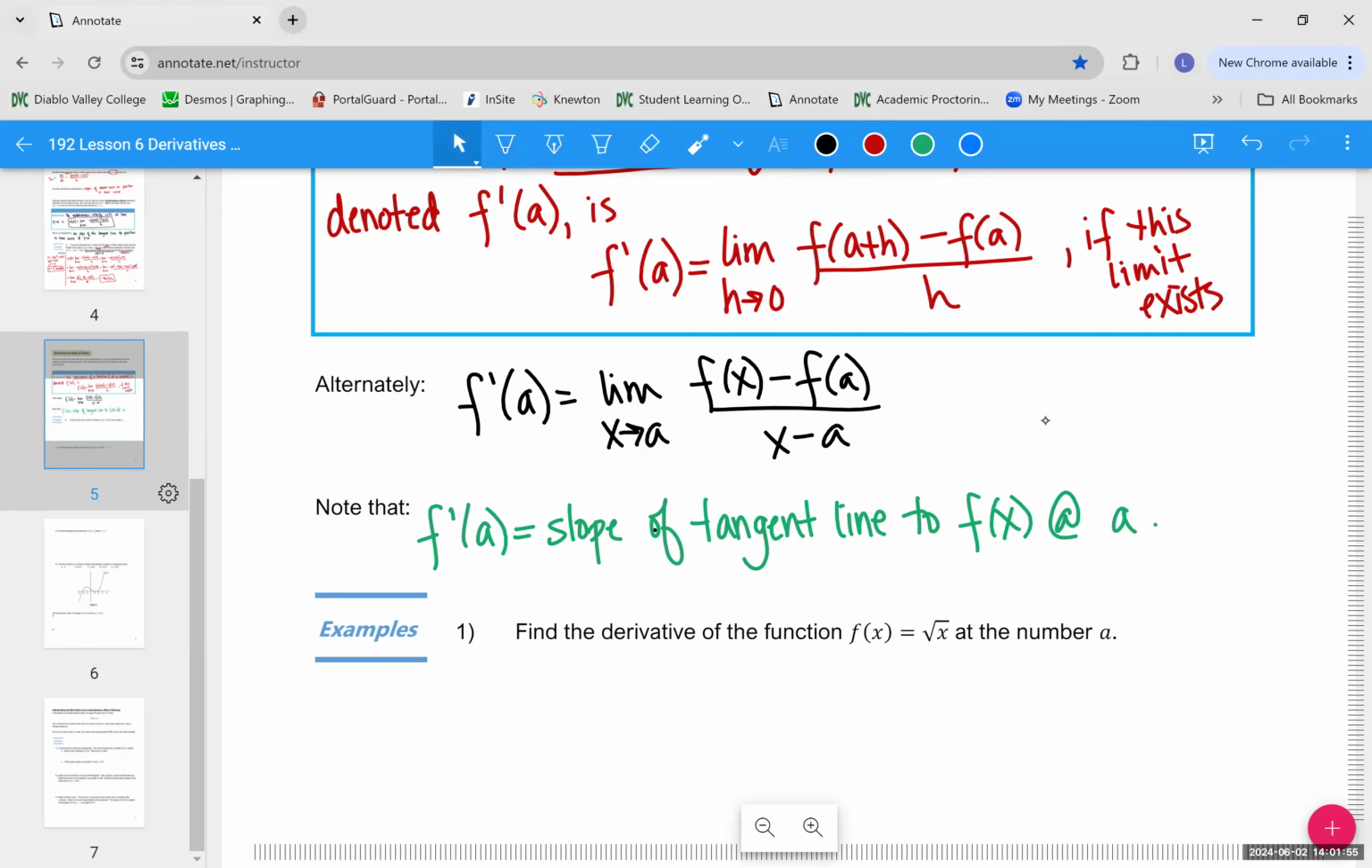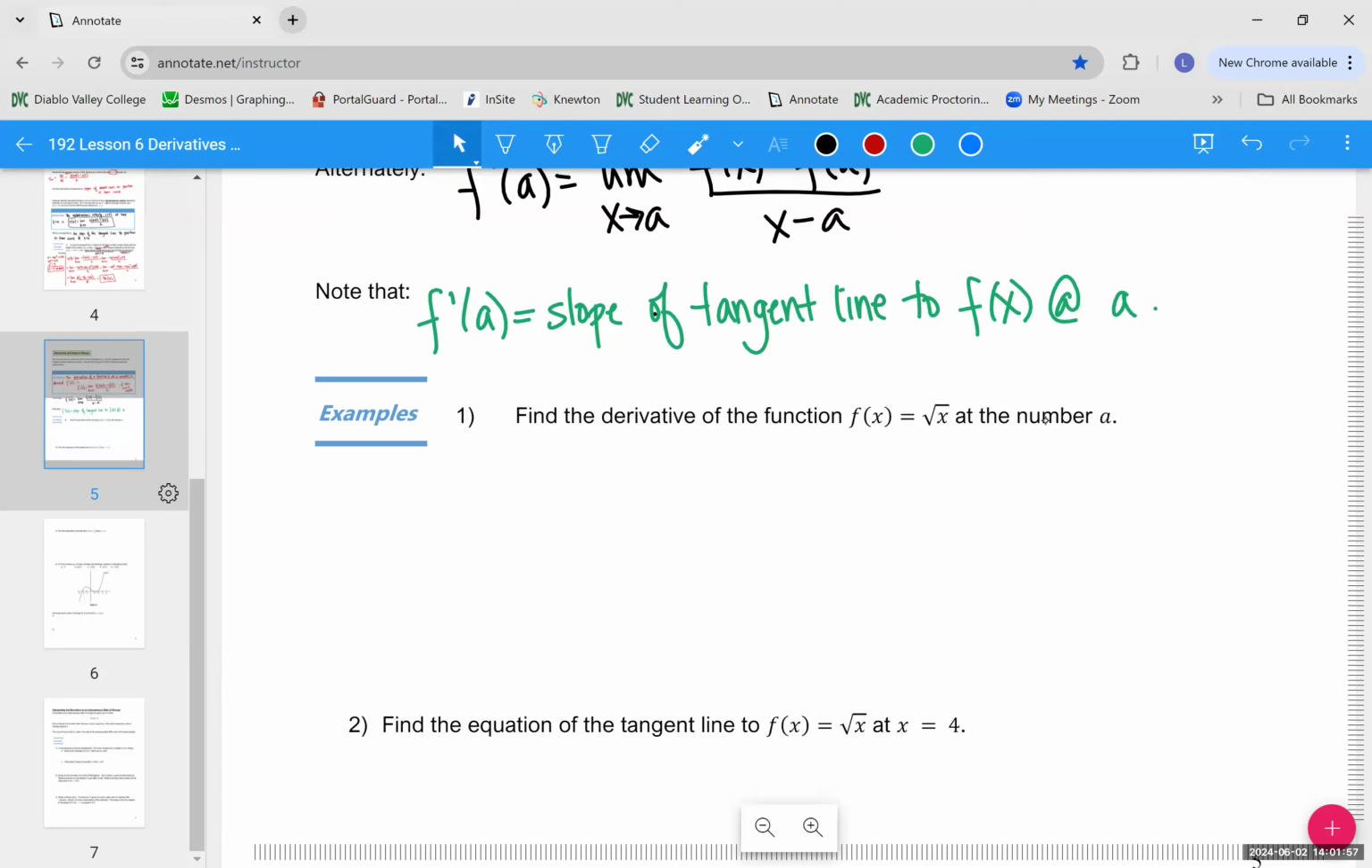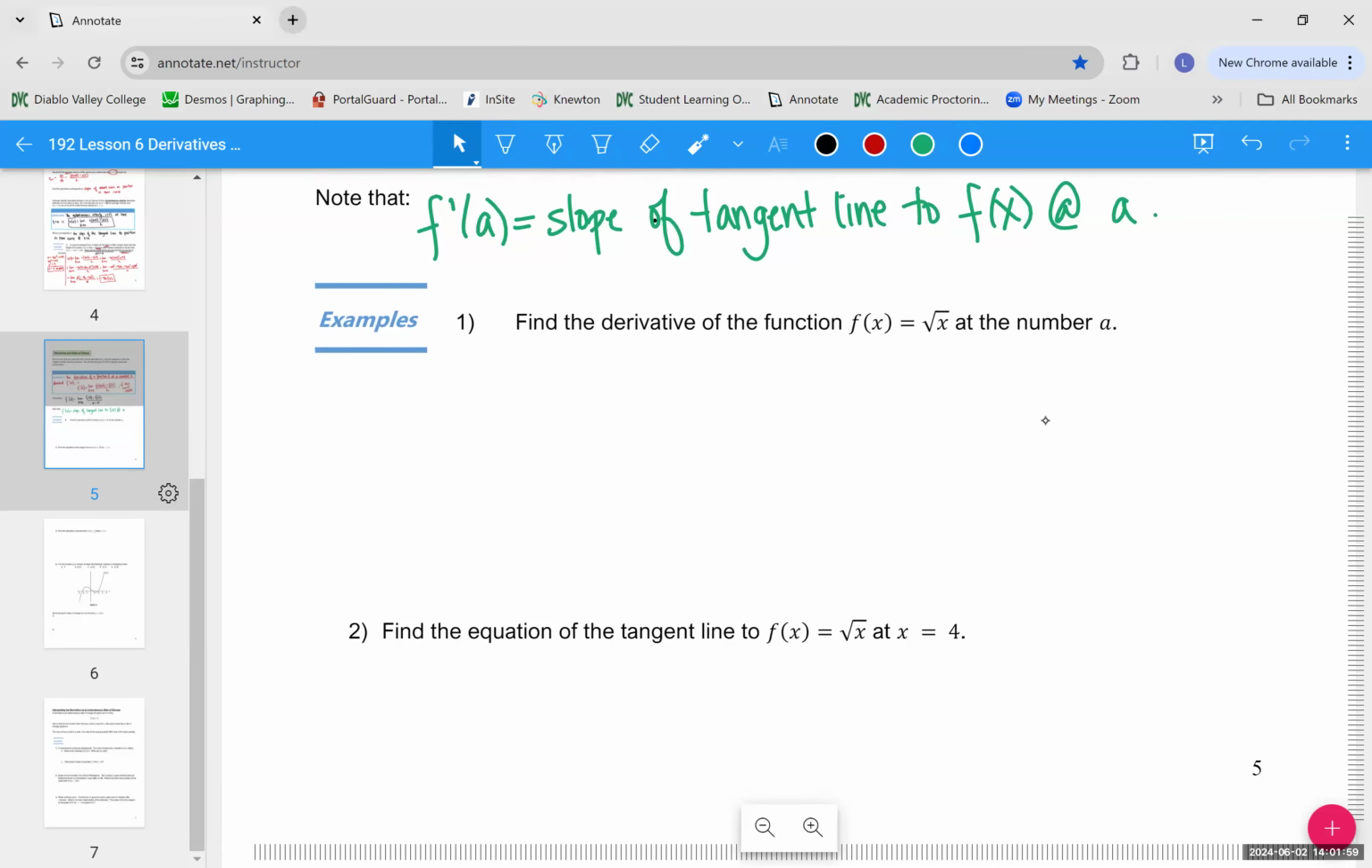Okay, so for a couple of examples here, we're going to start by finding the derivative of this function f of x equals the square root of x. And instead of giving you a specific number, we're just going to leave it in terms of a at this point. You'll see at number 2, then we're going to just take the same function and plug in a equals 4. But we're going to do it generally first here, and then plug in the 4 down there. So this shouldn't be any different than the calculations we were just doing.